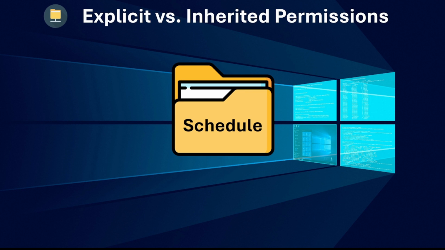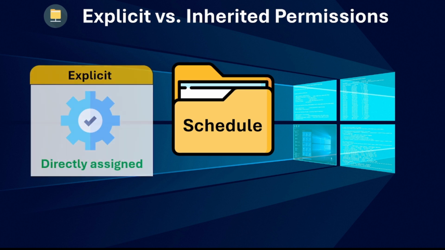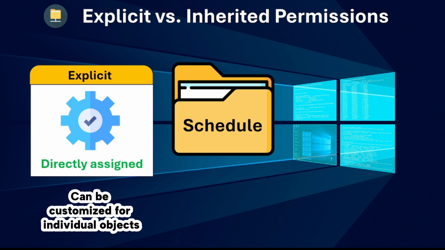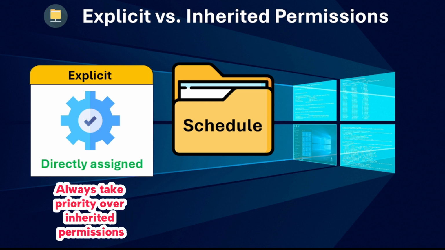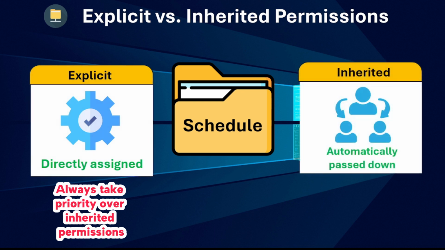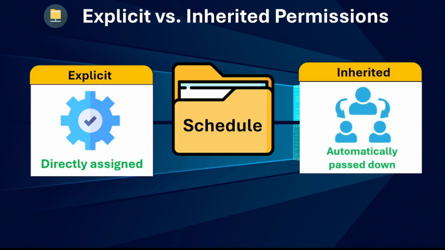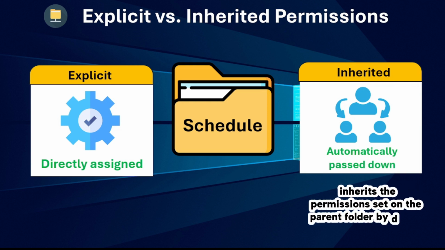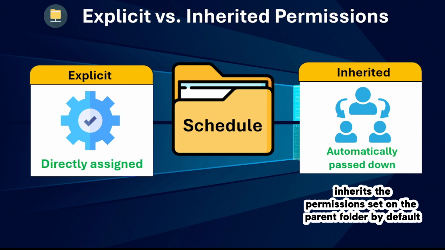In Windows file sharing, there are also explicit and inherited permissions. Explicit permissions are access rights directly assigned to a specific file or folder. They can be customized for individual objects, and keep in mind that they always take priority over inherited permissions. Inherited permissions are access rights automatically passed down from a parent folder to its child objects, meaning a child object inherits the permissions set on the parent folder by default.